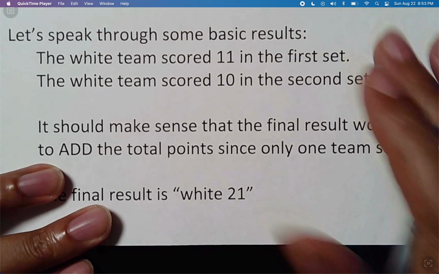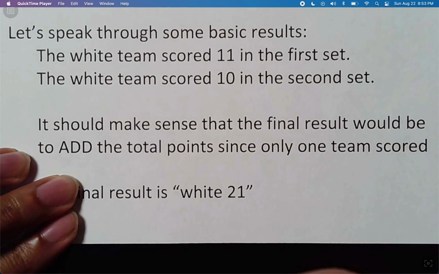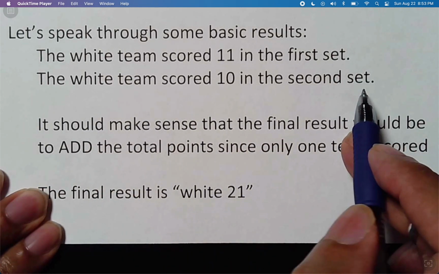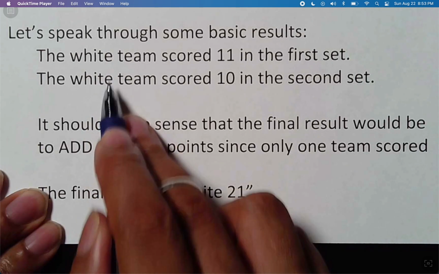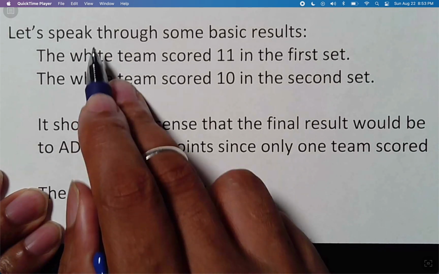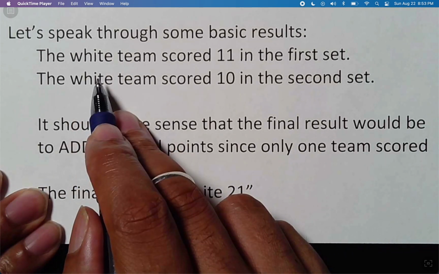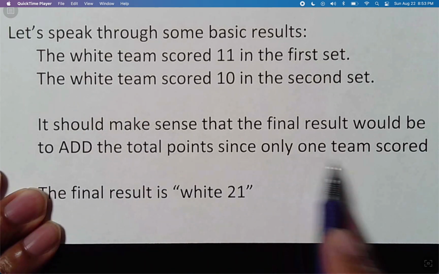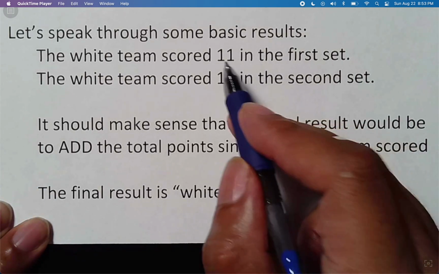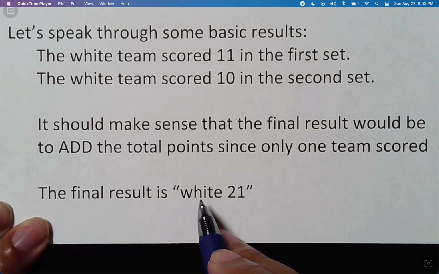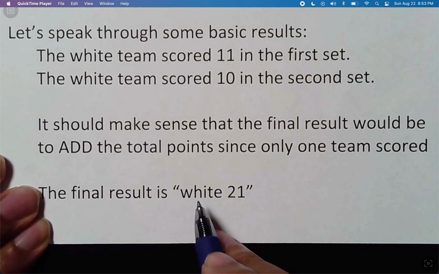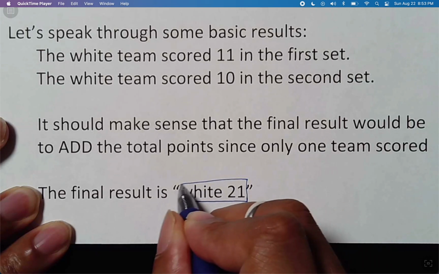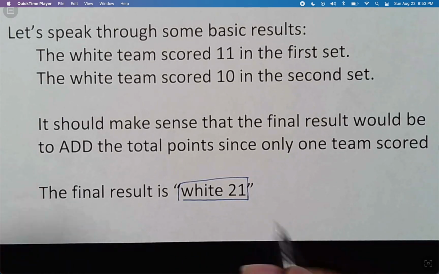Let's assume that the white team scored 11 in the first set, and then the white team scored 10 in the second set. Well, if you use your common sense here, the only team that scored is the white team, which means that is actually going to make them score more overall. So it should make sense that if it's the same team scoring, we're going to add the total points. 11 plus 10 is 21. And you do want to put the name on there because that's going to tell you who won. So the final result is that white scored 21 points overall, or white won by 21 points.